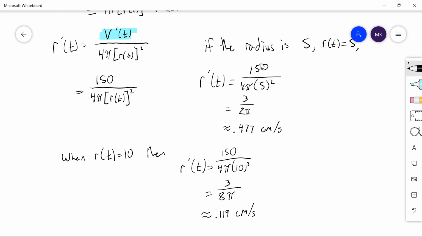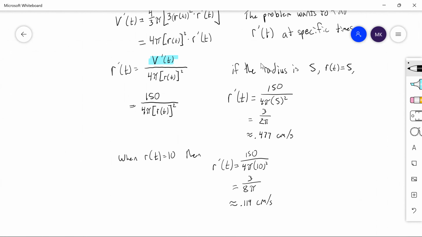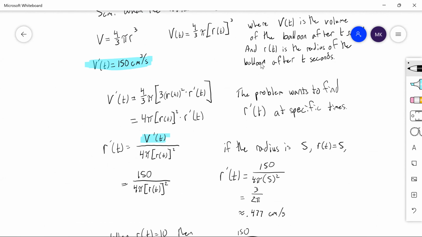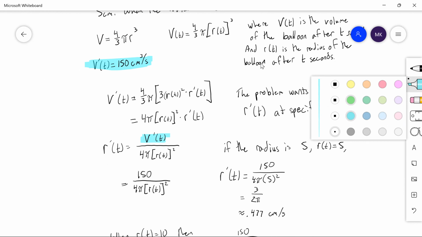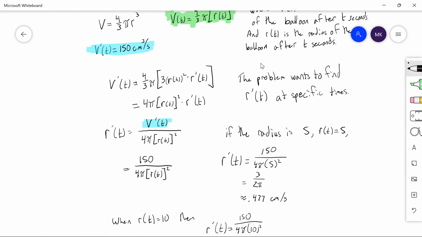So this is the basic idea. This is probably one of the simpler problems that we would deal with in related rates, right? And so notice the biggest thing that we need to do is find some equation that equates our variables. In this case, our variables were volume and radius. And so we needed to find this equation. This was our big important equation, because it relates these two things, which allowed us to do everything else.